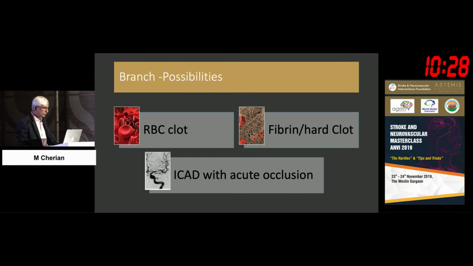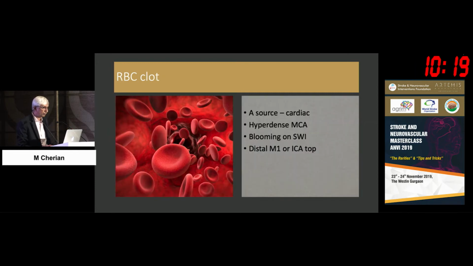Now, after this, we come to the branches. And like in kids, you can get an RBC-rich clot, you can get a fibrin or a hard clot, or you can get an ICAD with an occlusion. Can we differentiate? At times you have a very definite history. You have a patient with the MI, a patient with cardiomyopathy, a patient with atrial fibrillation. The CT is crucial. It shows a hyperdense MCA.